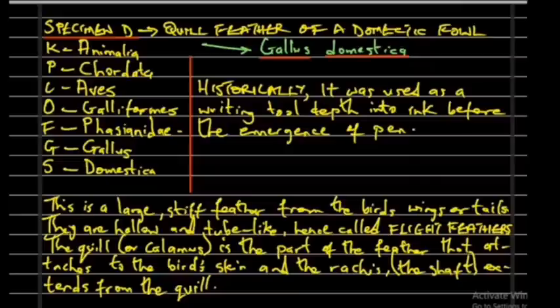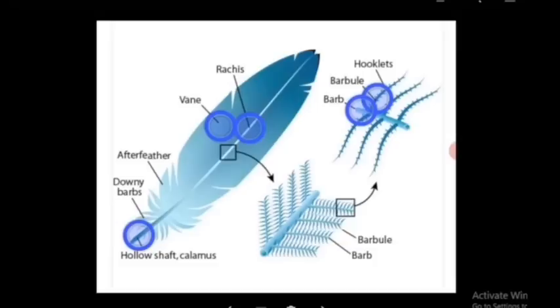So that is about the quill feather. This is what the quill feather looks like. You can see it in the picture. This tip here is what we refer to as the calamus. That is the part that attaches to the animal's skin, and then we have the rachis. All of this place here is called the rachis, and that is what carries the barbs of the feather. All of these tiny feathery materials here are what we refer to as the barbs.